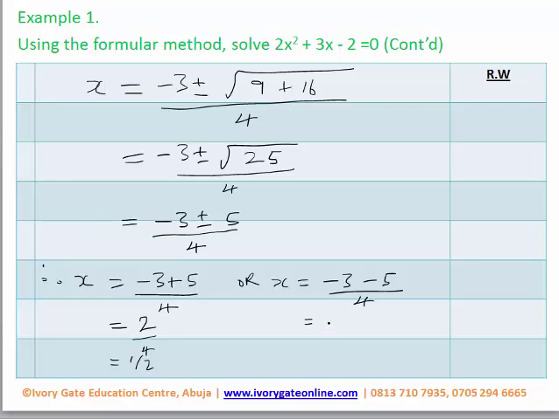Or x is equal to minus 3 minus 5 gives us minus minus, you add, but remember to put minus before your answer, so minus 8 all over 4. This gives us minus 2. When this cancels, we get 2, so minus 2. Therefore, the values of x that satisfy the equation are 1 over 2 or minus 2. The answer.